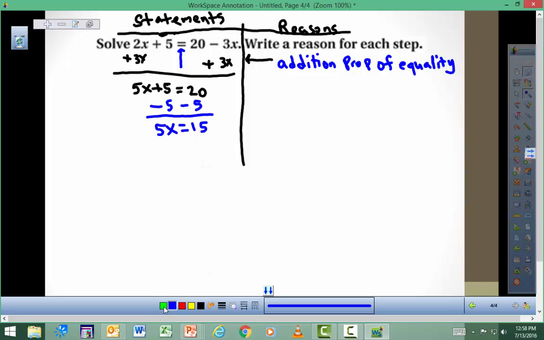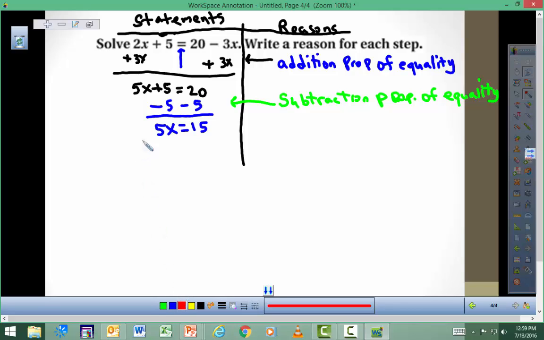Well, the reason that we can do this step right here is, first of all, because there's an equal sign involved. And so what we did is subtract the same number from both sides of the equal sign, and we're allowed to do that because of the subtraction property of equality. Okay, so all we're going to do is just keep on going, and we're going to write the reason for each step along the way.